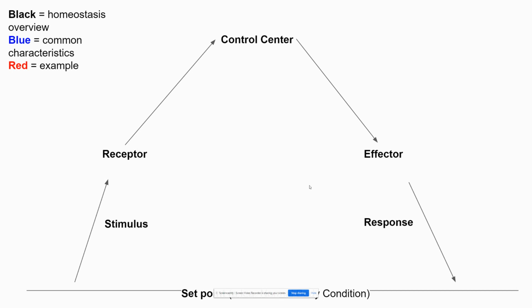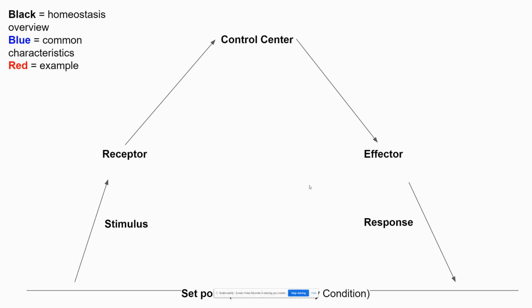At the bottom of your page, draw a horizontal line that spans the whole way across, just like you see on the screen. Label this the set point. This represents the stable level at which your body is trying to maintain, or the state of being at homeostasis. This is the normal internal condition of the body.